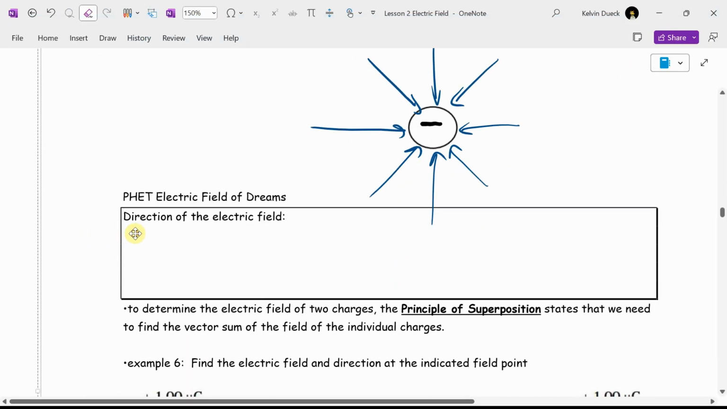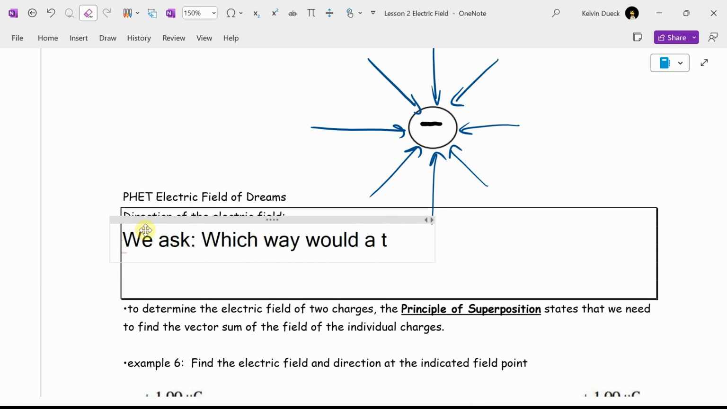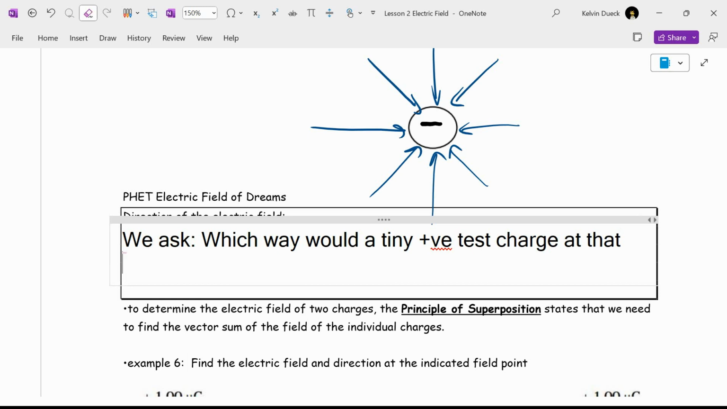So what's the direction of the electric field? We ask, which way would a tiny positive test charge at that location want to move if it could? Which way a positive at that location would move? A tiny positive. How tiny? So tiny it doesn't have its own electric field and change the question. That tiny, which is, again, impossible, but in our pretend make-believe physics world, that's okay.